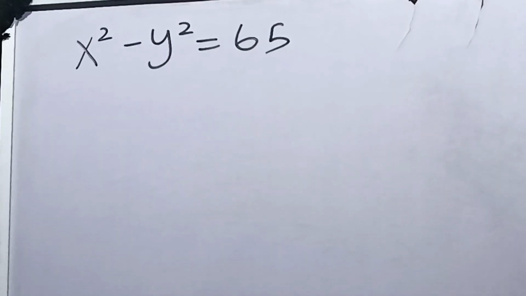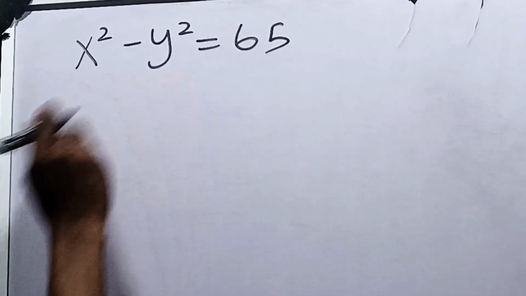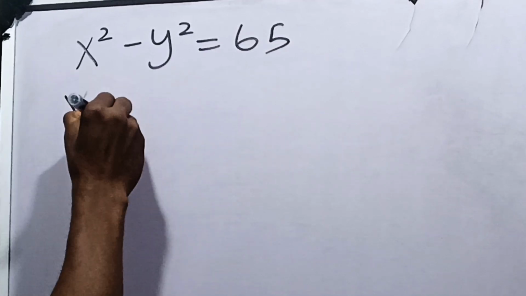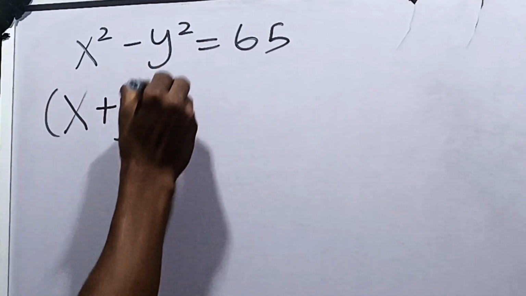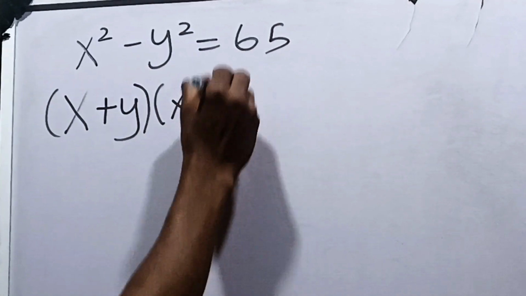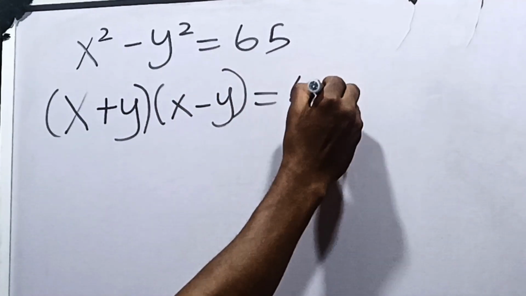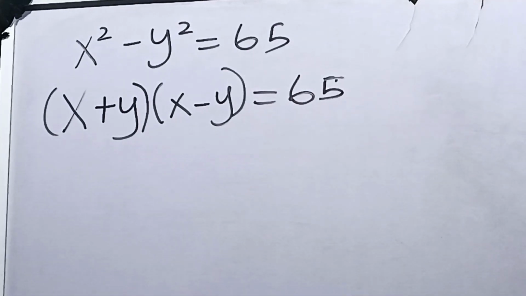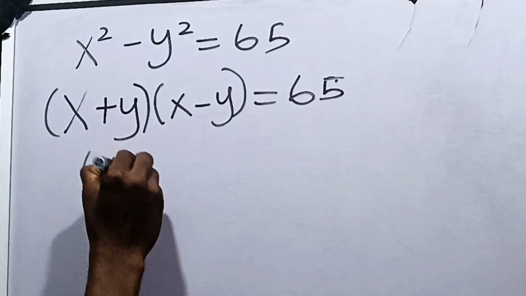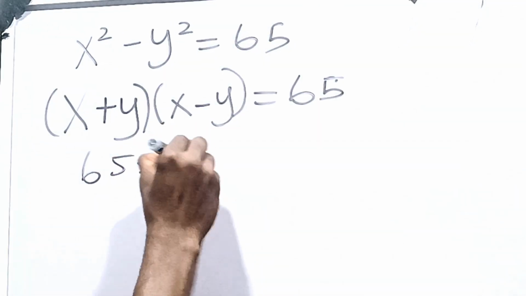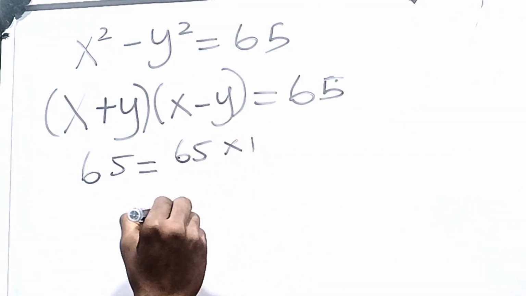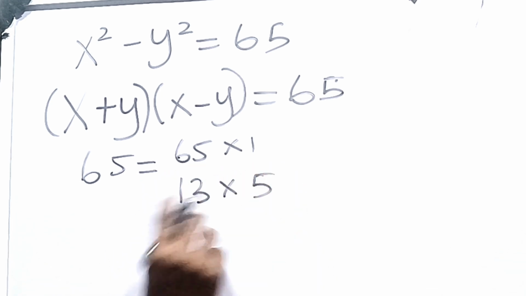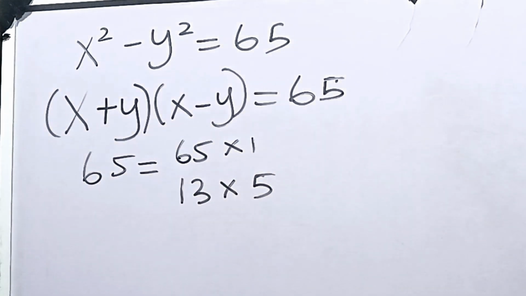Moving on from here, we can use the law of difference of two squares to solve this, so that we have x plus y multiplied by x minus y equal to 65. Now 65, let's look at the multiples of 65. 65 is equal to 65 times 1, which is equal to 13 times 5. These are the only multiples of 65 we have.